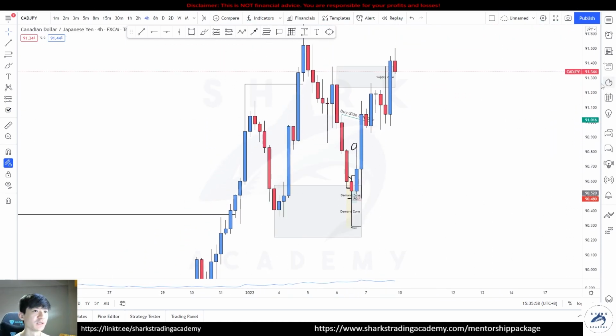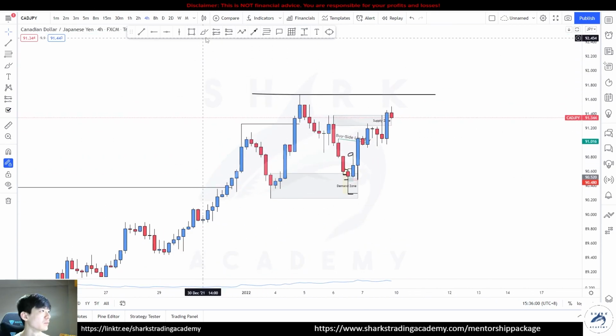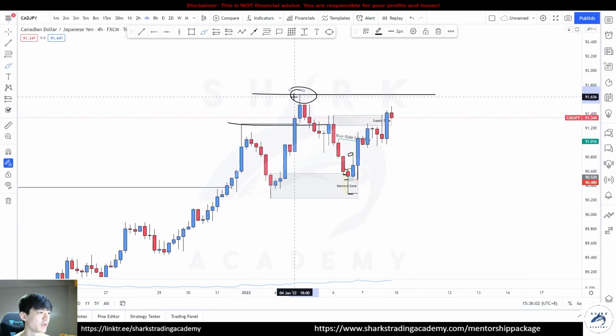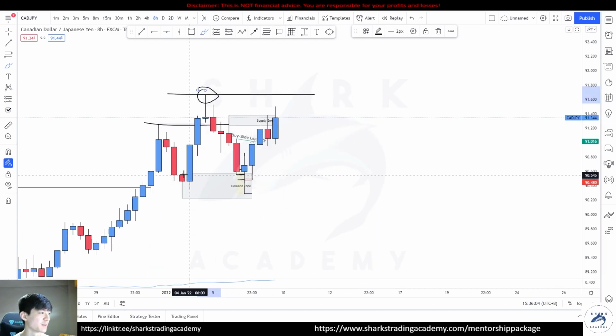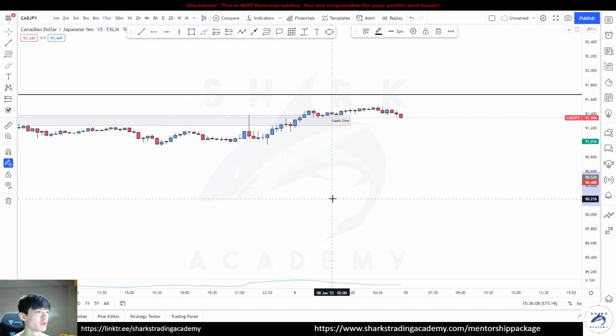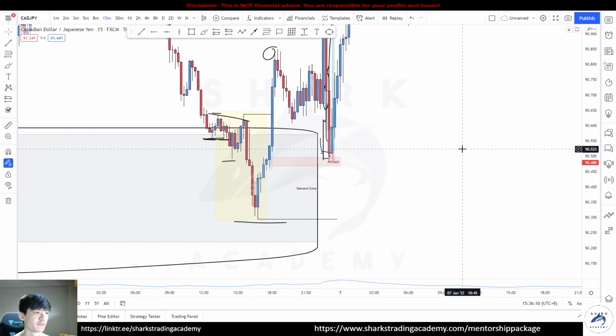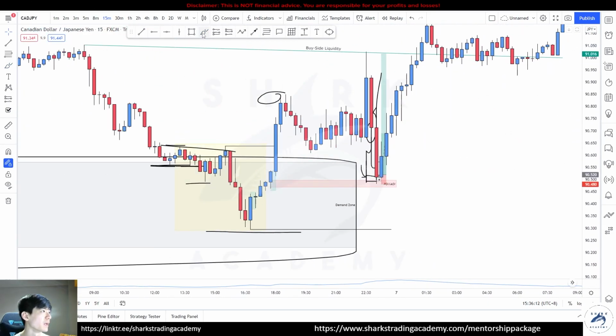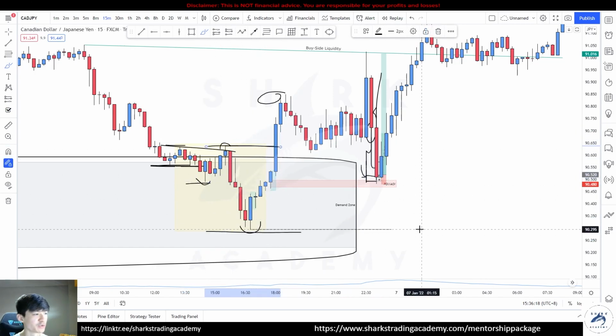So now, what is this? We have a 3-step process again. We have a breakout structure, we have liquidity highs, we have a demand zone for step number 2. And what is step number 3? Our confirmations. So I'm looking for a 15M shift. I'm looking for 15 minutes breakout structure. And it can be clearly seen over here, right? Low, high, low, breakout structure.